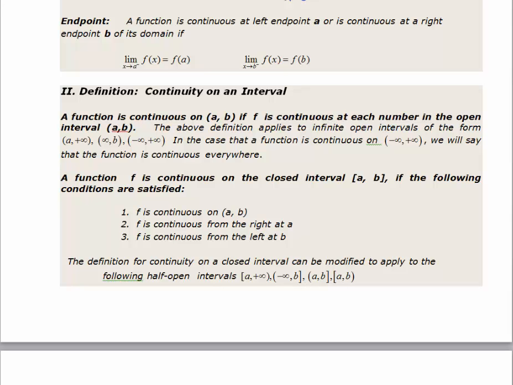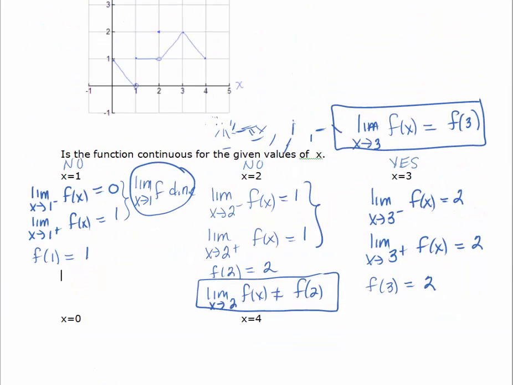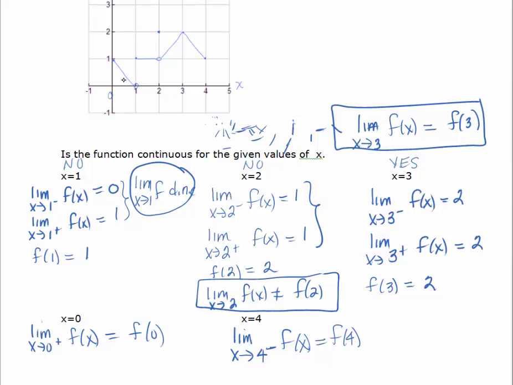So what I'd like you to do at this point, let's go back to just the endpoints of this last problem. When we look at x equals 0, we have continuity at x equals 0 because the limit as x approaches 0 from the right, remember this is a left endpoint, so I'm approaching it from the right, is equal to 1, and f of 0 is also equal to 1. So we have continuity at the endpoint where x equals 0.